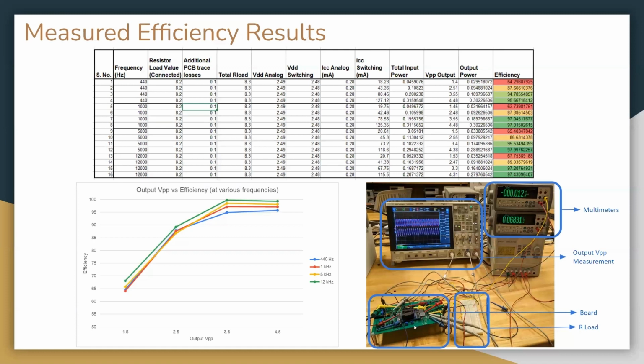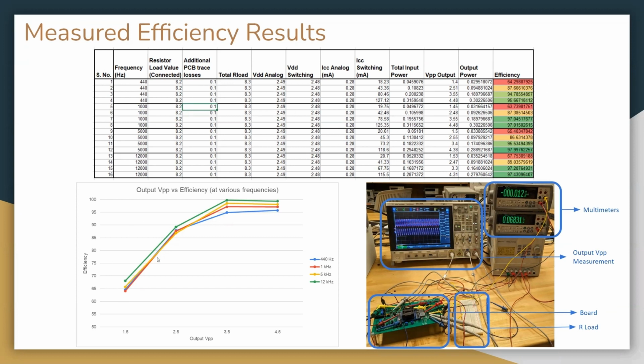We are doing a single tone input, single tone output, and measuring the efficiency by calculating the input power due to the analog and switching paths, and the output power by looking at the peak to peak sinusoidal output waveform. This table is a summary of different frequencies of how we are calculating the input power and output power and hence efficiency. One thing to notice, we also take into account any additional trace losses in our efficiency calculations.